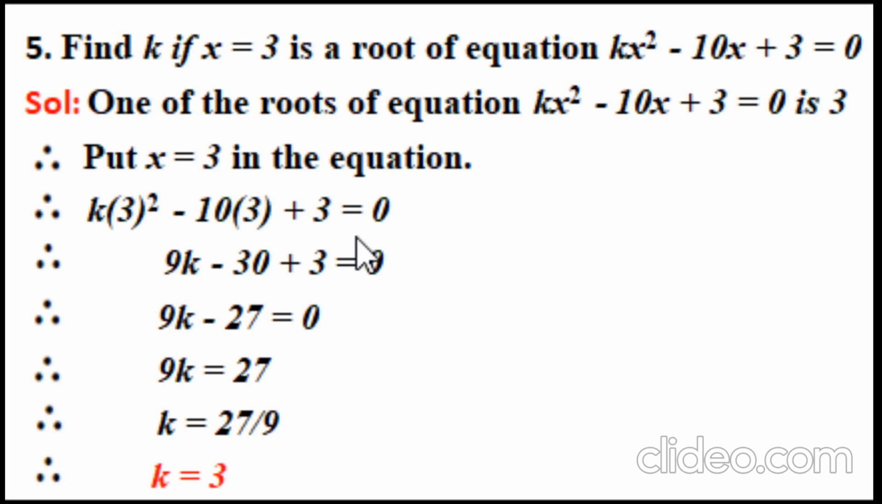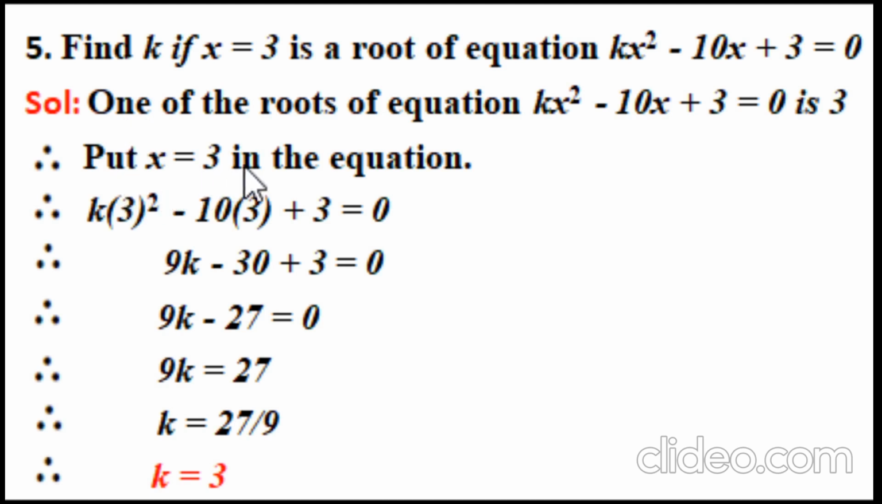Then question number 5: we have to find k if x is equal to 3 is a root of the equation kx square minus 10x plus 3 is equal to 0. So one of the roots is given and we have to find the value of k. One of the roots of the equation kx square minus 10x plus 3 is equal to 0 is 3.